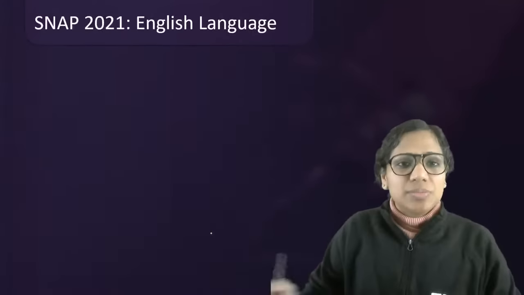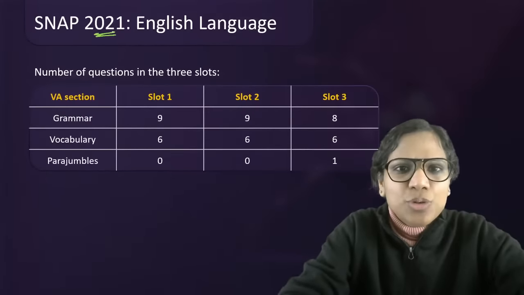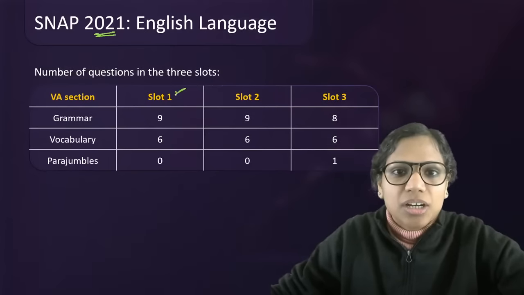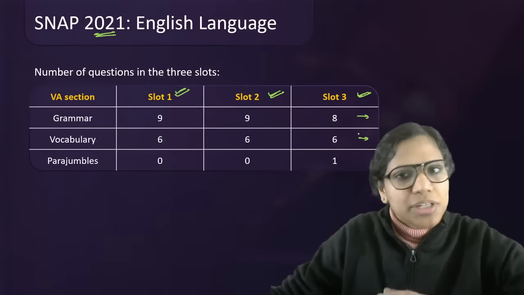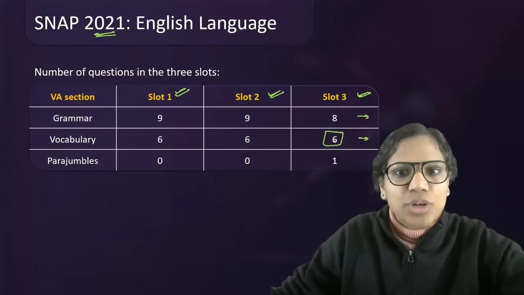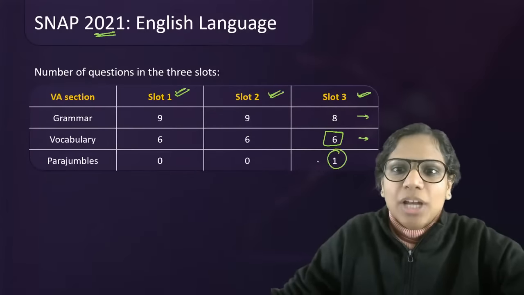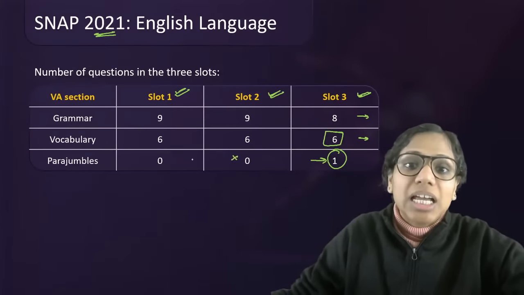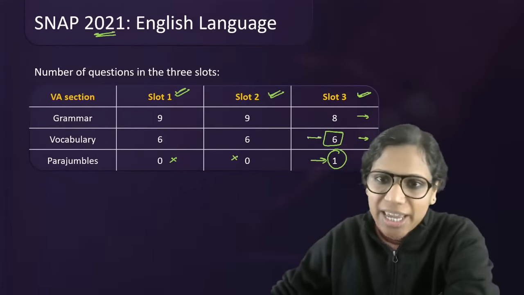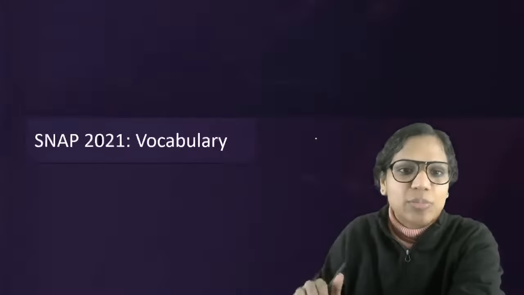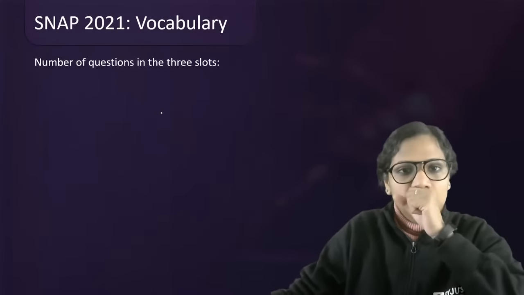All right then. How about SNAP last year? So the number of questions in the 3 slots, if I look at all the 3 slots, grammar was pretty much consistent. Vocabulary was also pretty much consistent in terms of the number of questions that were asked. So 6 questions from vocabulary, okay, and about 8 to 9 from grammar. We had one parajumble question in slot 3, but none in slot 1 and slot 2. So again, let's go deep into vocabulary. Let's see what all was asked.